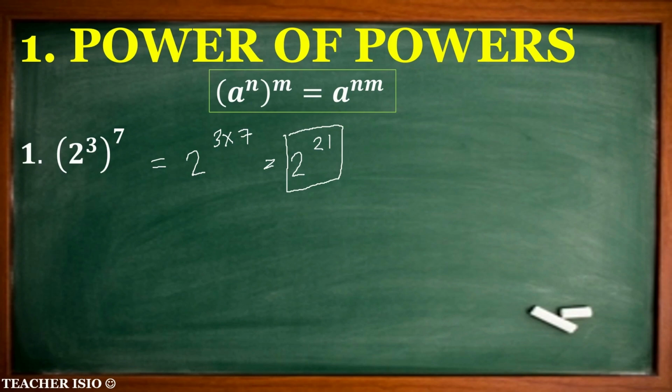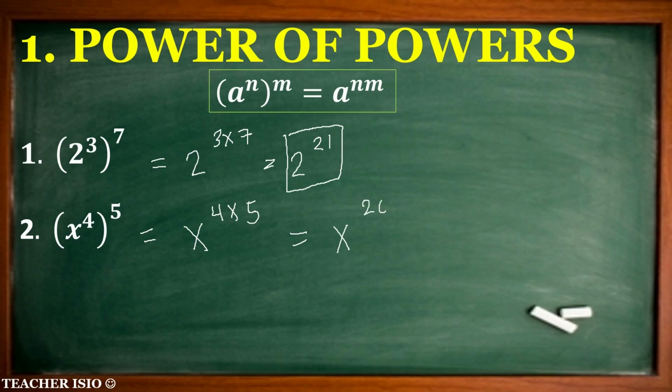So, let's have another example. In number 2, we have x raised to 4 raised to 5. Again, when we are answering power of powers, just simply multiply the exponent. So we will have x raised to 4 times 5. What is 4 times 5? We have 20. That's why the answer is x raised to 20.